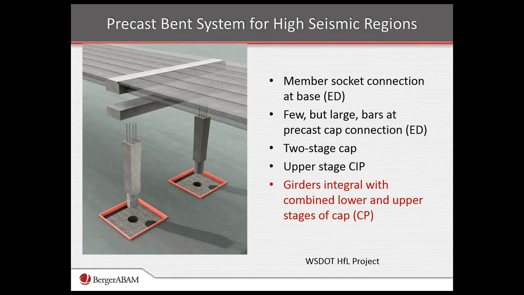This slide shows conceptually a similar arrangement for the Highways for Life project, where we've got the two-stage cap construction: place a precast cap, then place girders on that, and then use a cast-in-place second stage at the top where we integrate the steel together. And so I want to walk through a series of slides here that help you understand the force transfer and some of the nuances for this two-stage cap construction and the capacity protection design that needs to be done.